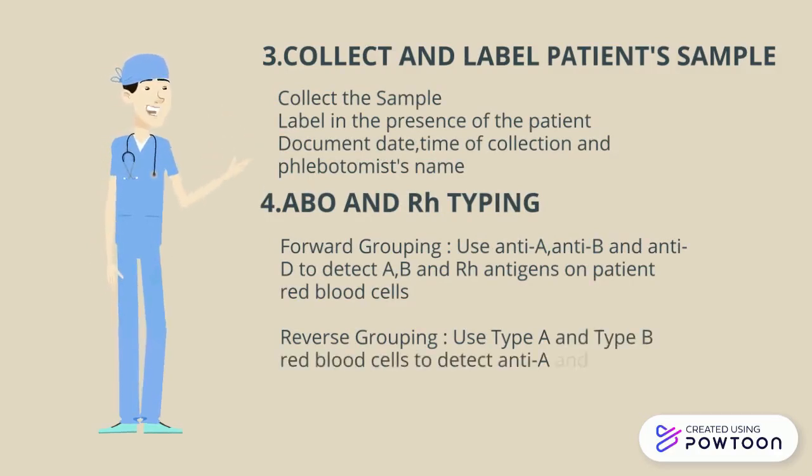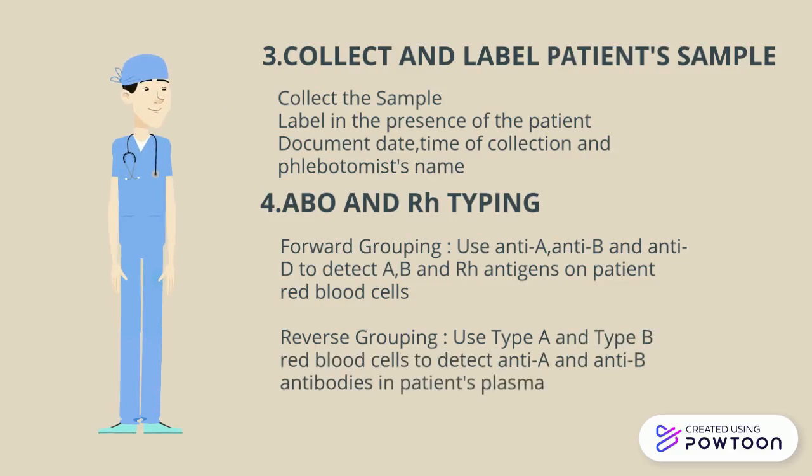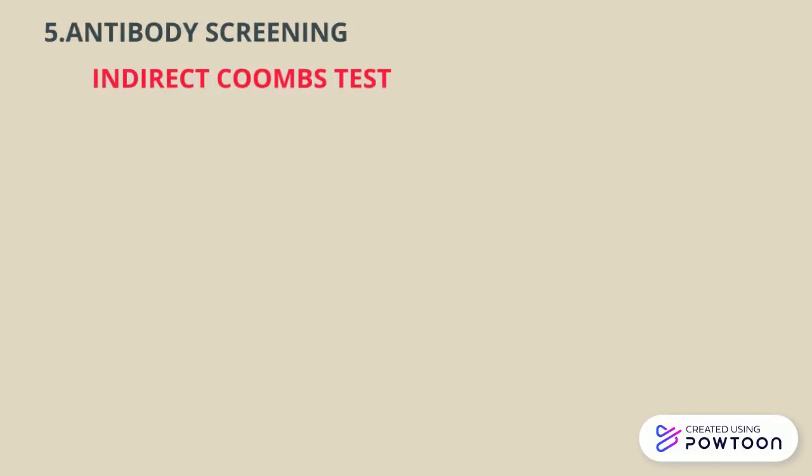The fourth step is to check for ABO and RH typing. Here we use forward grouping. We use anti-A, anti-B, and anti-D to detect A, B, and RH antigens on the patient's red blood cells. And we use reverse grouping, using type A and type B red blood cells to detect anti-A and anti-B antibodies in the patient. The fifth step is antibody screening.